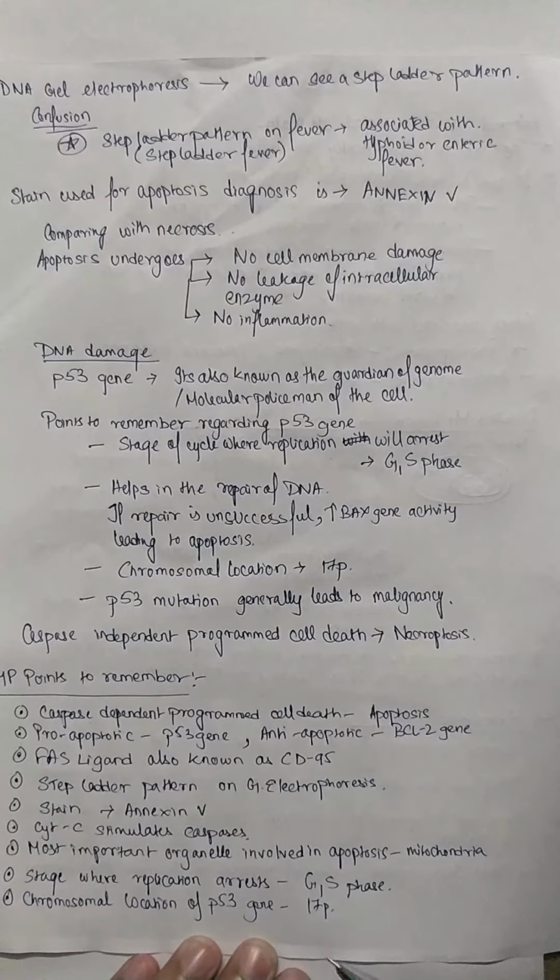Stage where the replication arrests is G1S phase. And lastly, the chromosomal location of p53 gene is 17p.